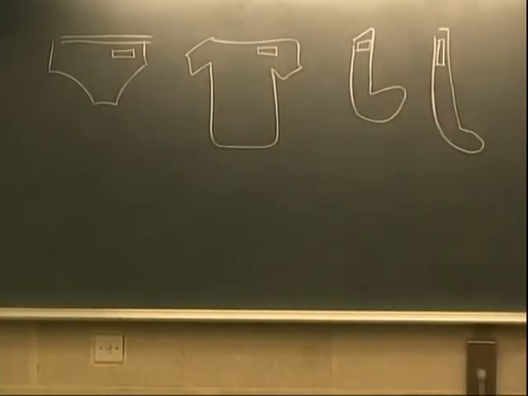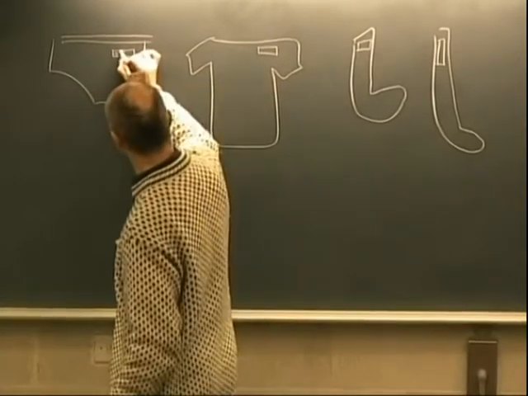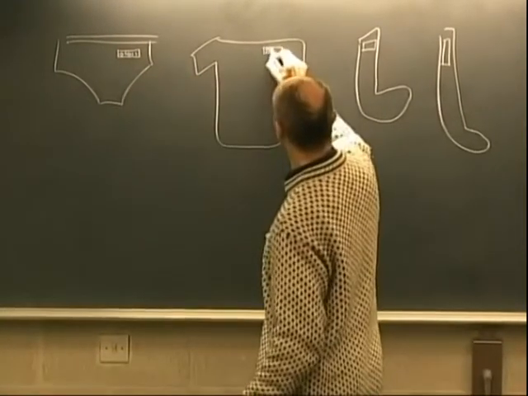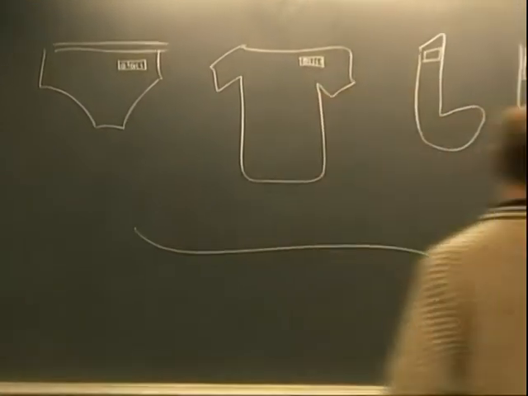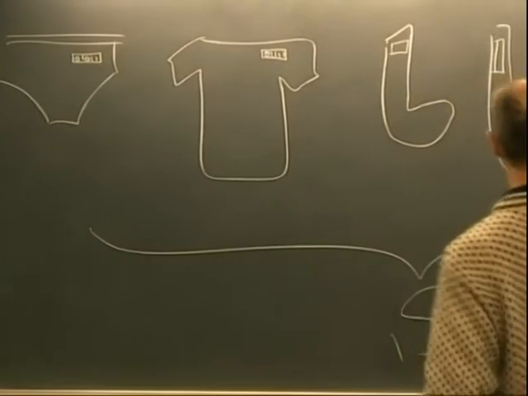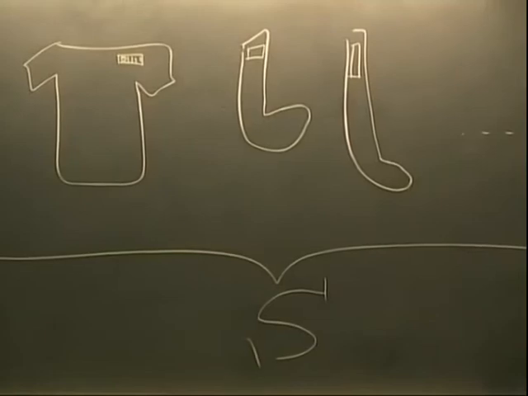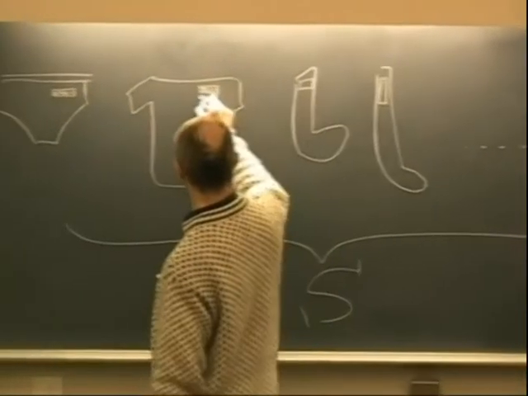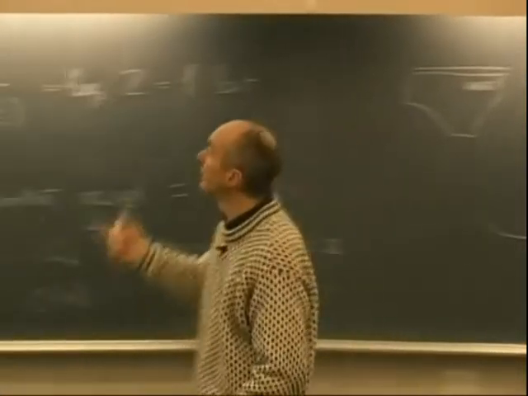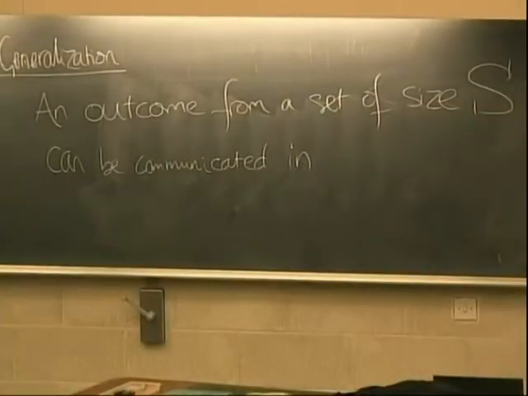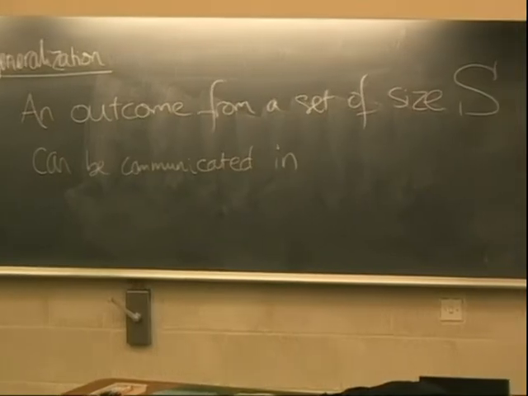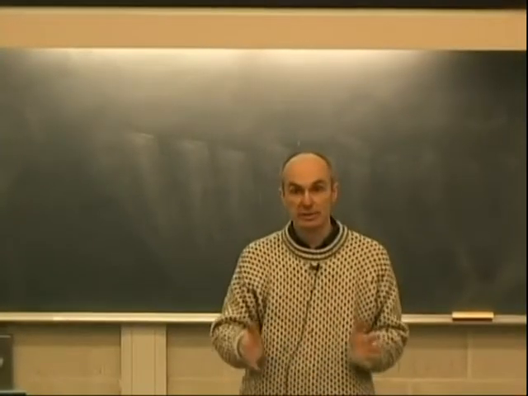And the question is, if I'm going to post on Facebook the binary name of each of these items, and if there are capital S different pieces of underwear, how long does each of these binary names have to be, assuming I give them all binary names of the same length? Have a chat to your neighbor. Okay. How long do my labels need to be to label my underwear? An outcome from the set can be encoded, can be communicated in how many bits?